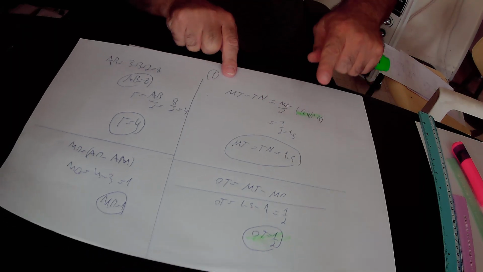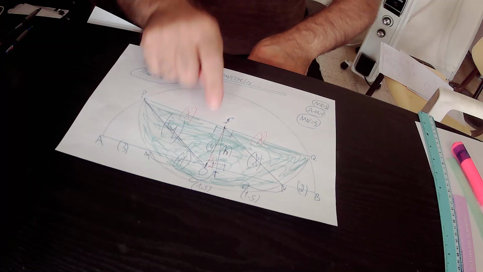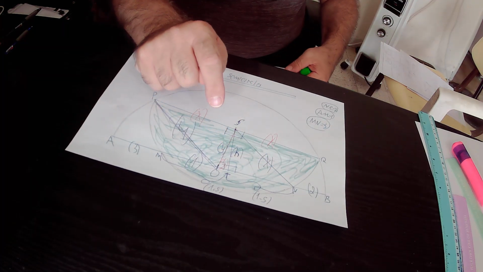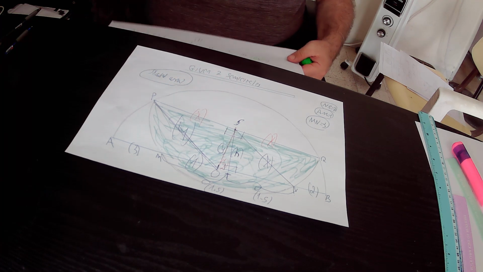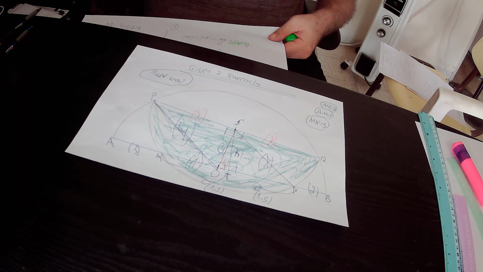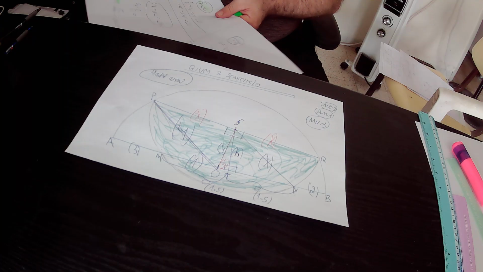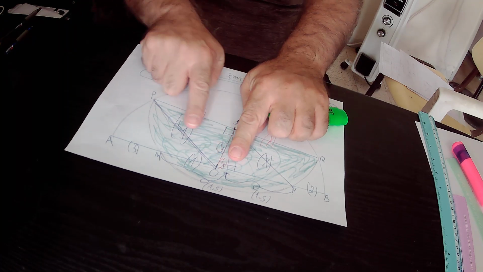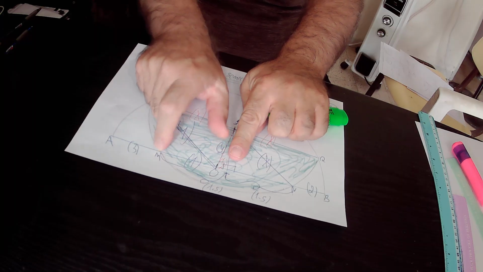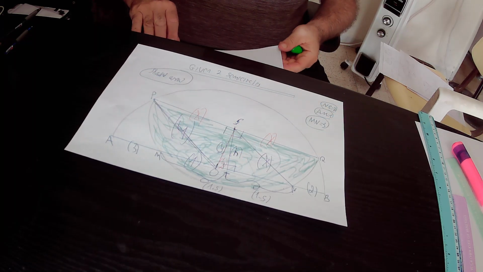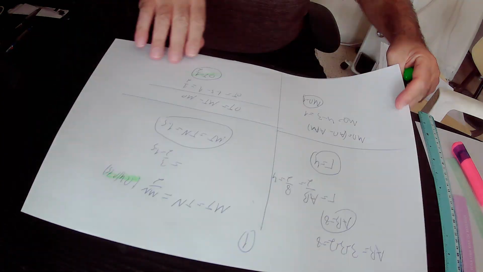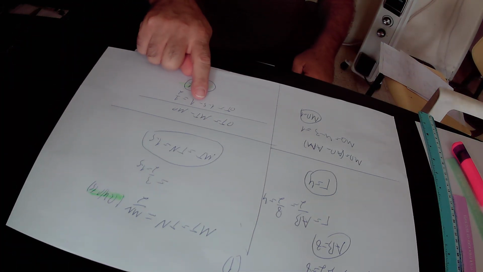MT equals 1.5, and TN also equals 1.5 according to rule 15. So what is the length of this short line segment OT? OT equals MT minus MO.